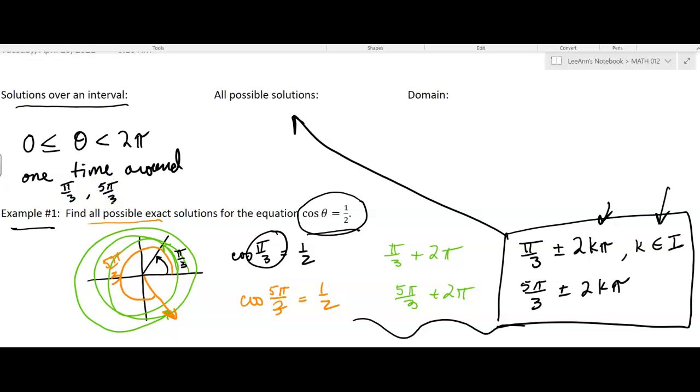Now this problem didn't say that. They said find all possible exact solutions, so they want the one I put the box around. But if they had specified an interval, then you go by that. So it has to do with the domain, and they can specify that. We want it to be over this domain. Quite often you'll see it for one trip around the circle, but we will show you that as we do more examples. So it has to do with specifying the domain and what they're asking for: are they asking for all possible solutions or just over a particular interval?